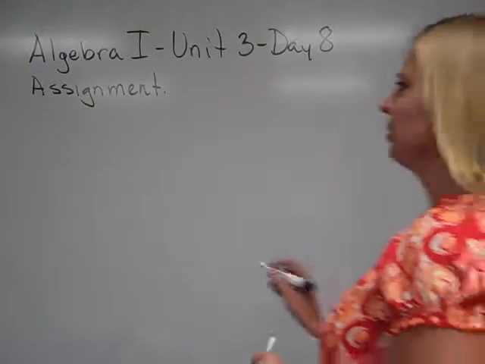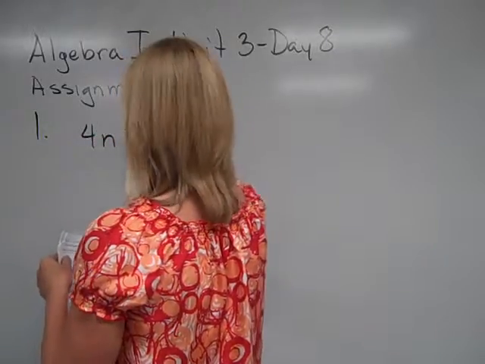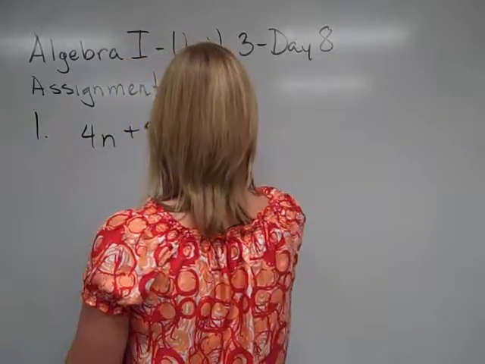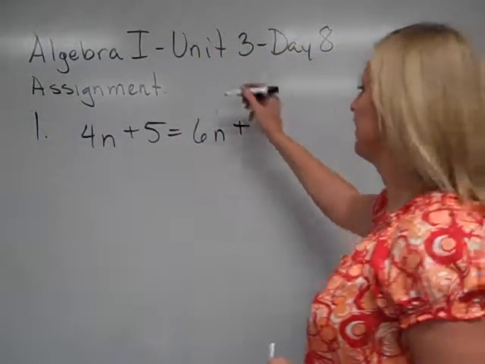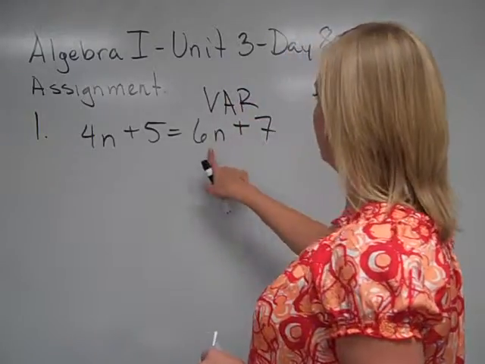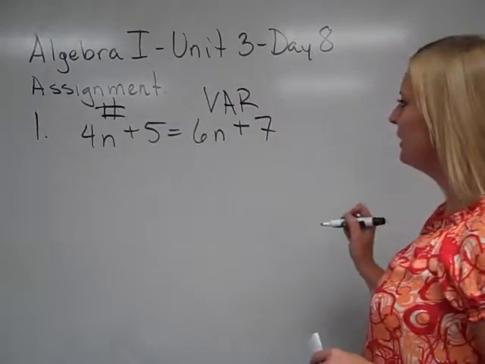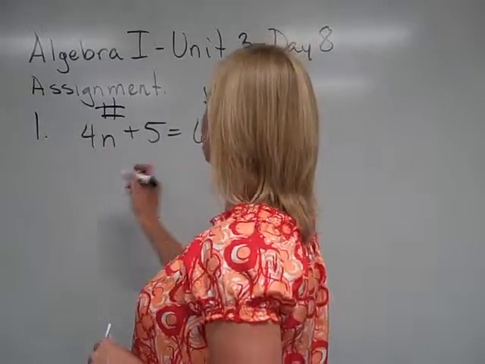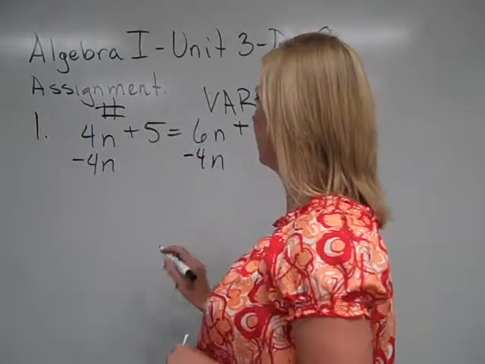All right, let's work through the assignment together. 4n plus 5 equals 6n plus 7. Let's get all of our variables on one side. I like to put all of my variables where the largest variable is, and all of our numbers on the other. That means this 4n needs to be on the other side. So we're going to subtract 4n from both sides.